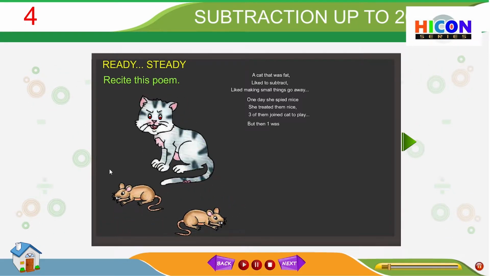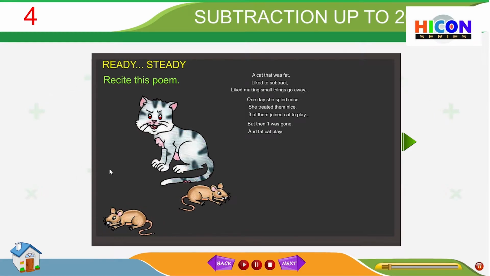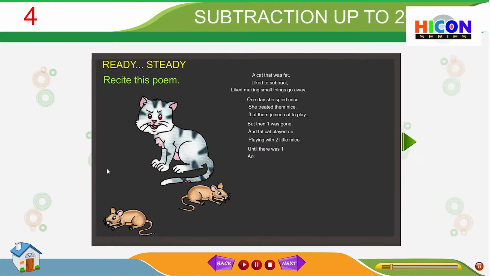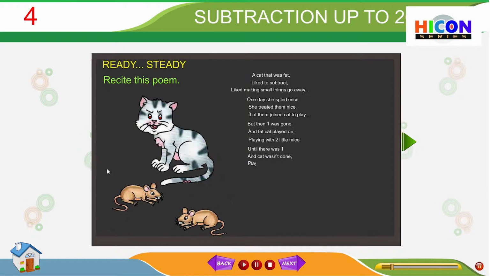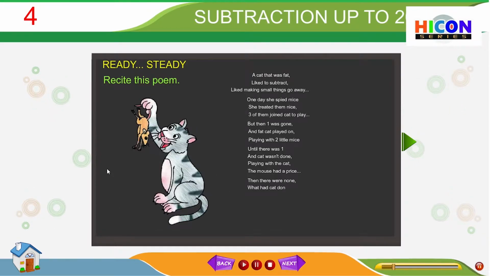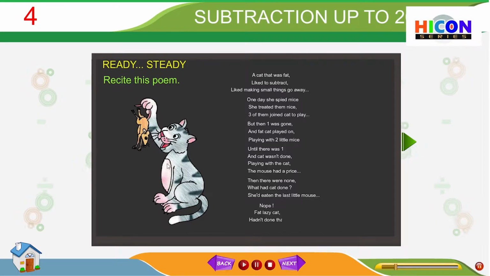But then one was gone, and fat cat played on, playing with 2 little mice, until there was one, and cat was not done. Playing with the cat, the mouse had a prize. Then there were none. What had cat done? She had eaten the last little mouse. Nope! Fat lazy cat had not done that. She had brought them to play at her house.